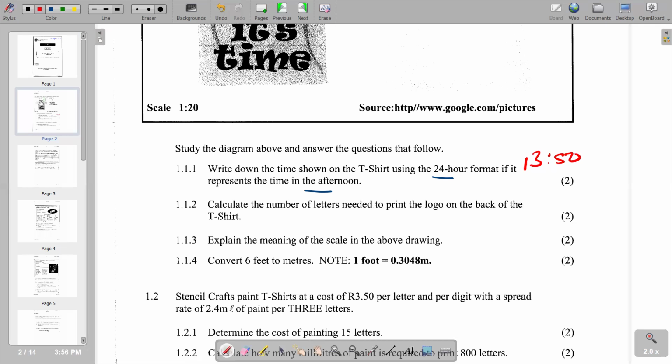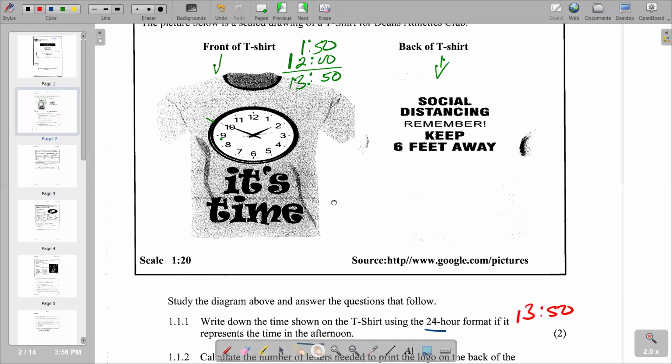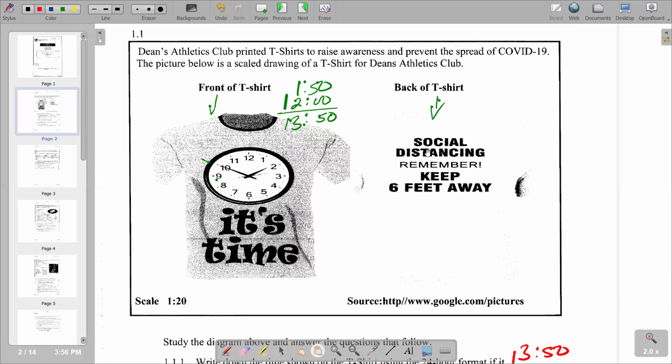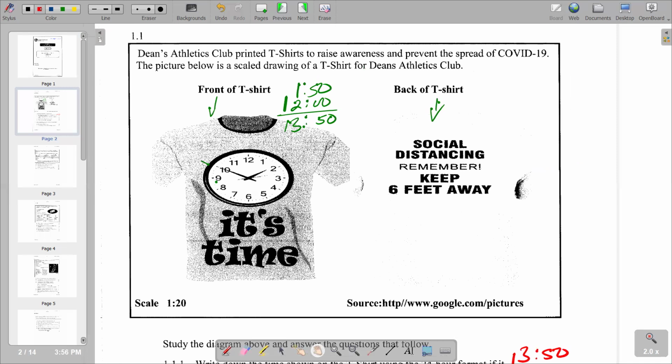So we go to the next question, which says calculate the number of letters needed to print the logo on the back of the t-shirt. So the question needs the number of letters on the back of the t-shirt. If you come here, you see that the back of the t-shirt is here. So we're just going to count the letters that we have.